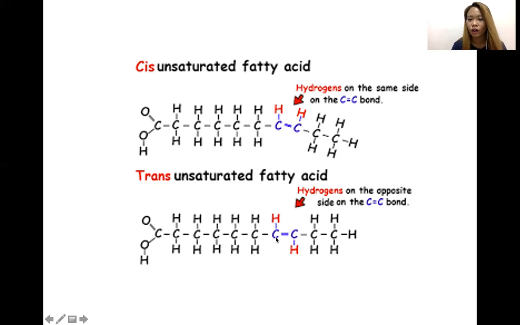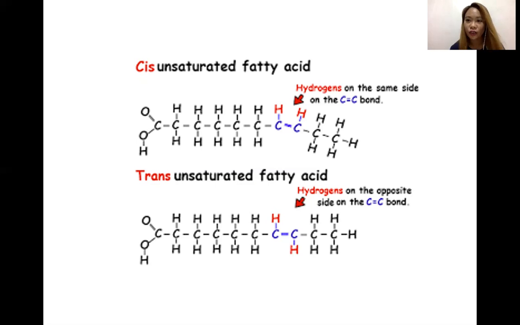So again, this carbon, let's count 1, 2, 3, 4. So this one is already complete. And then for this carbon, 1, 2, 3, 4. So again, this carbon is complete. But if you will notice, the hydrogens are on opposite sides of each other. Therefore, this one has no hydrogen on this side, and this one has no hydrogen on this side. So this is a trans unsaturated fatty acid.